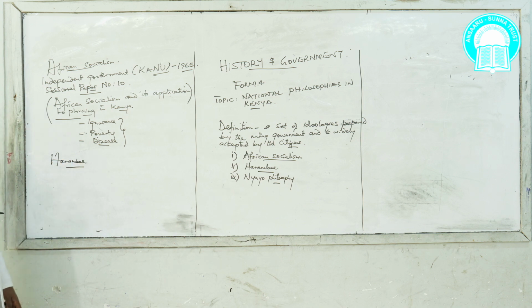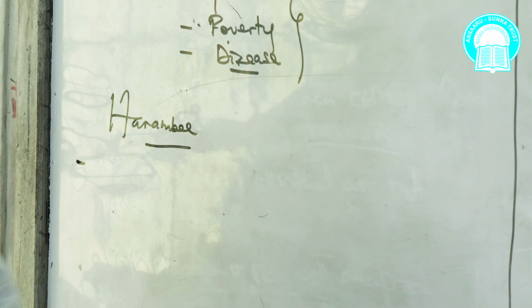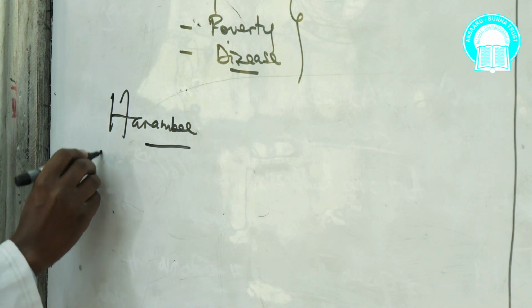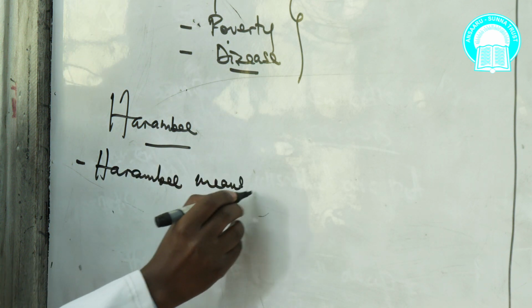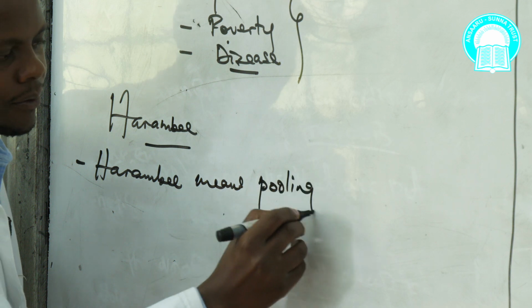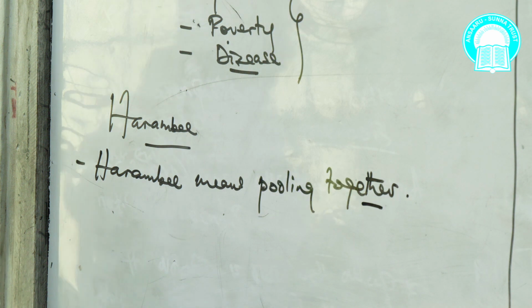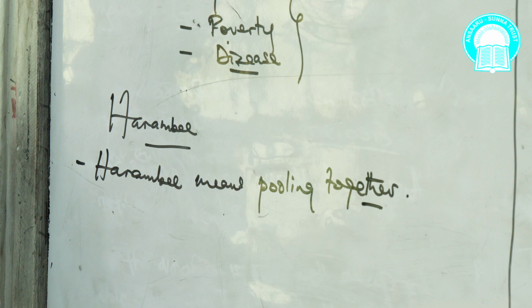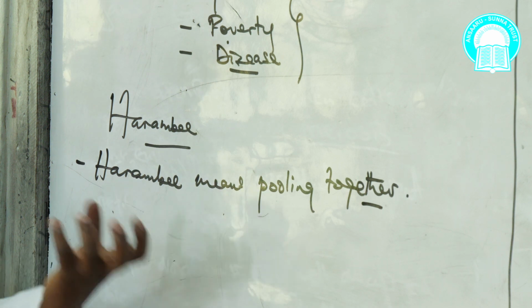Harambee is a Swahili word that means pulling together. It was prepared by the first government in Kenya, in 1963, 1964, where the then President Kenyatta developed this concept from African traditions.